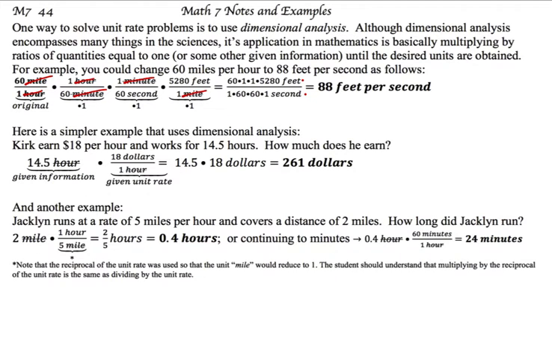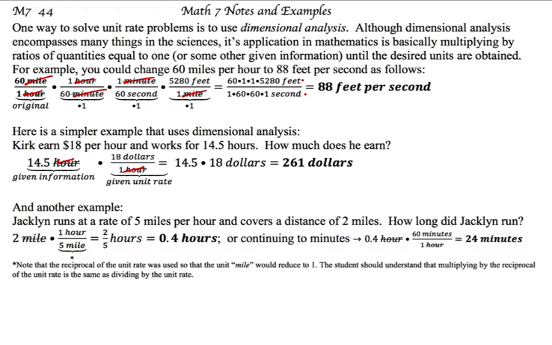Here's a simpler example that uses dimensional analysis. Kirk earns $18 per hour and works for 14.5 hours. How much does he earn? Well, we start with the given information, the 14.5 hours, and we use the unit rate with the hour on bottom, and this will reduce. We get 14.5 times $18, and that's $261.